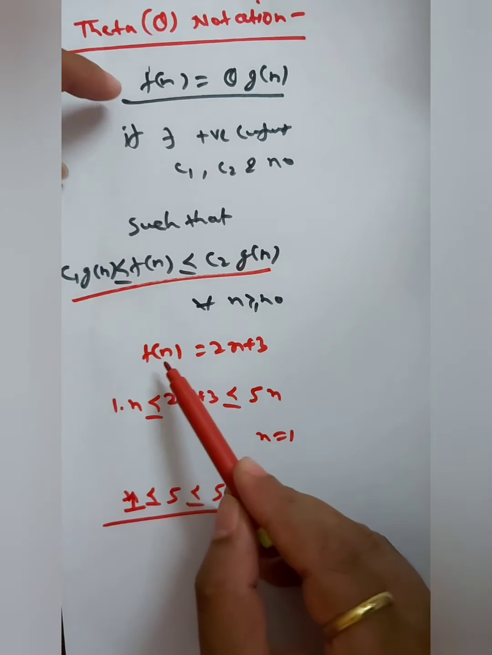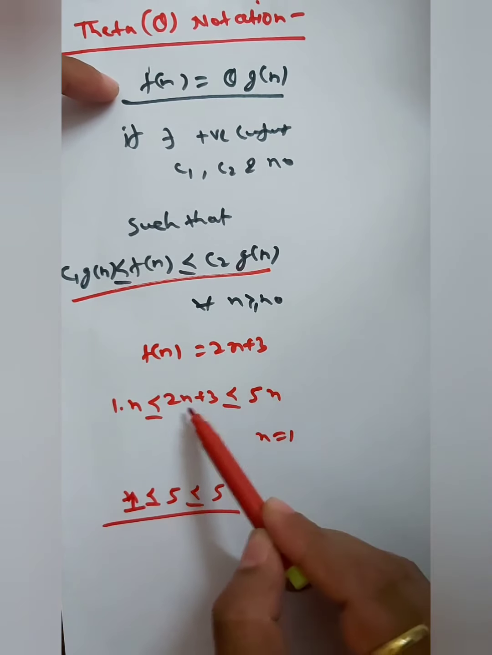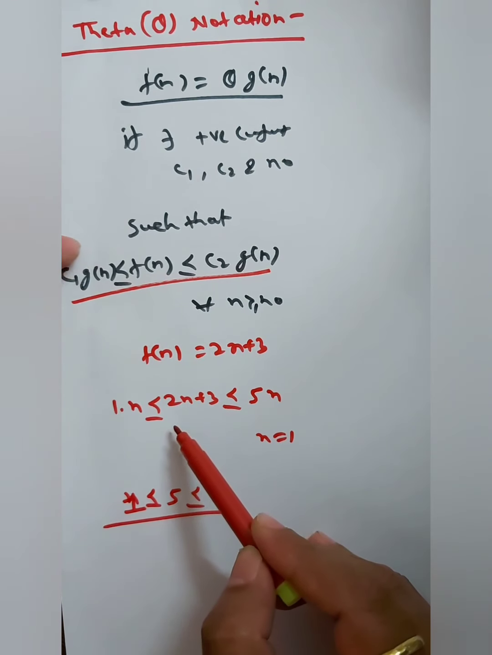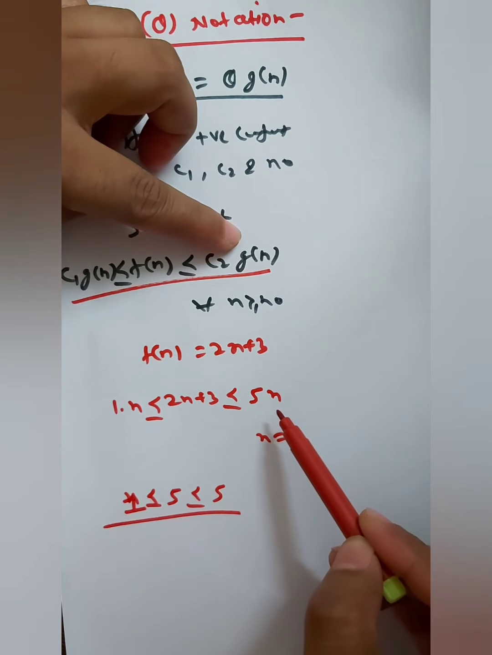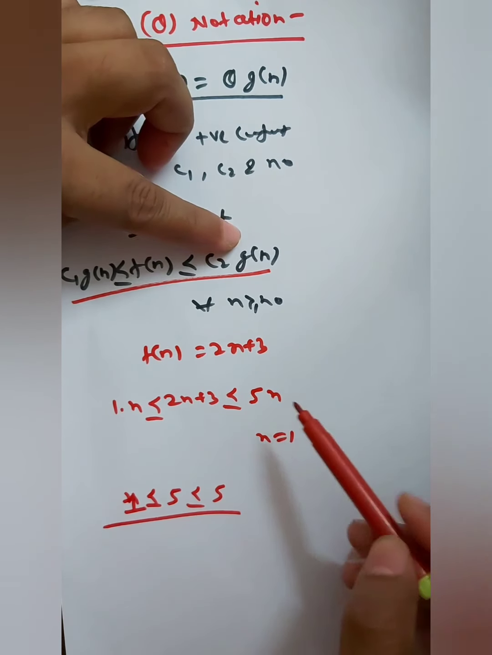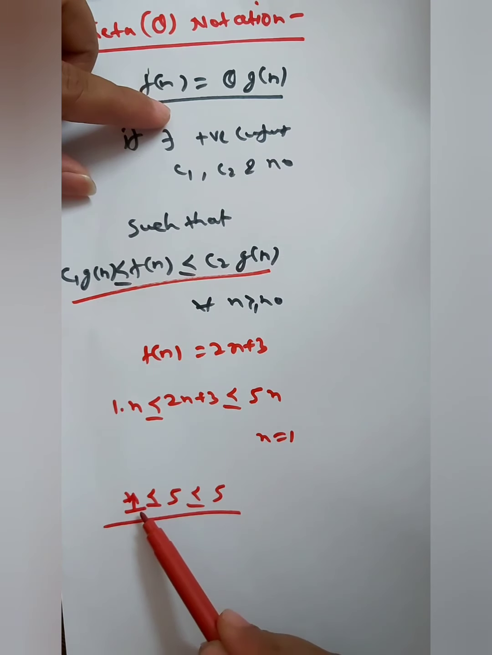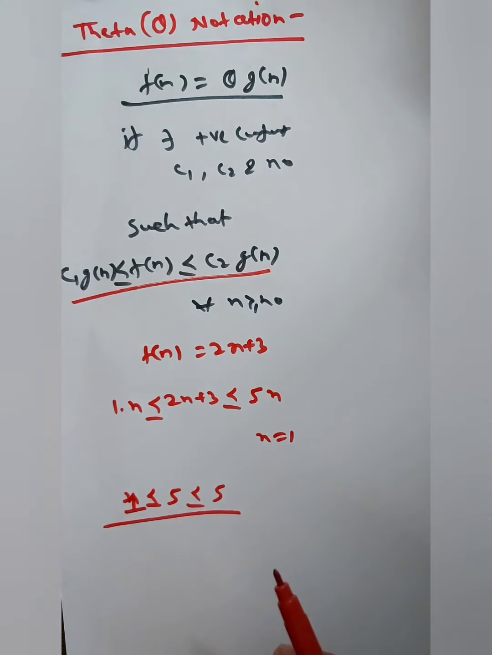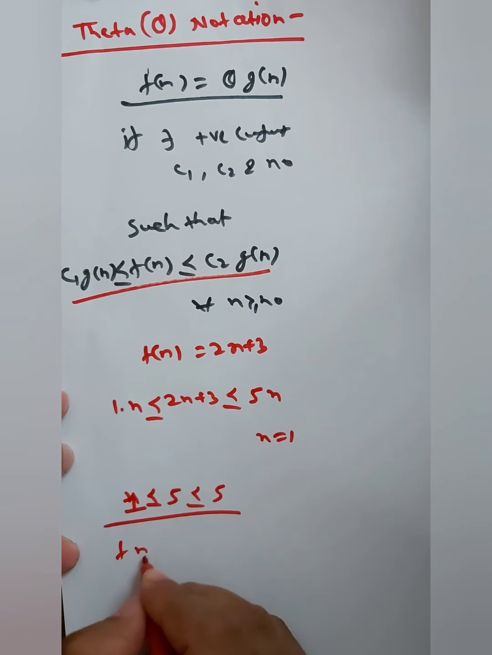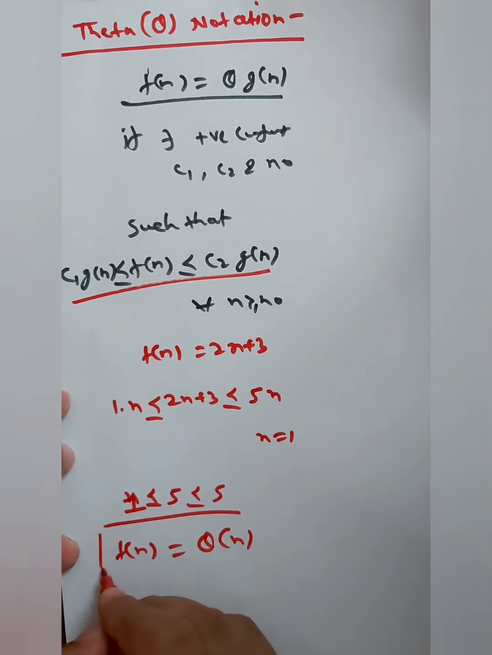This is a function f(n) = 2n + 3, right? Now what is the value of f(n) = 2n + 3? The c1 g(n) is equal to 1n and the c2 g(n) is equal to f(n) we have assigned here. Now compare with n = 1, then 1n, that is 1, is greater than or equal to 5? Now the condition is satisfied. So the function f(n) we can write here as theta of n.